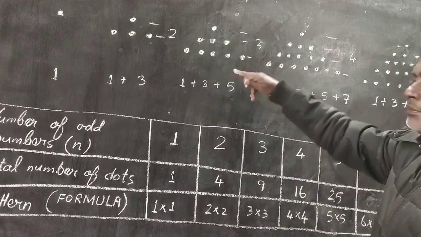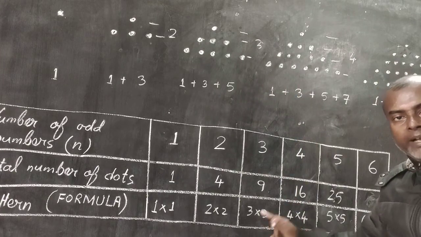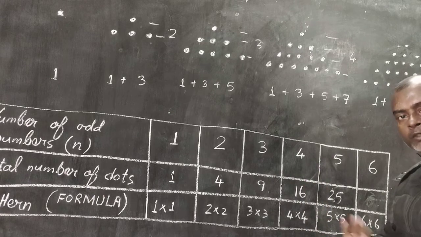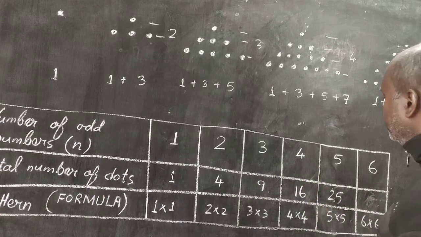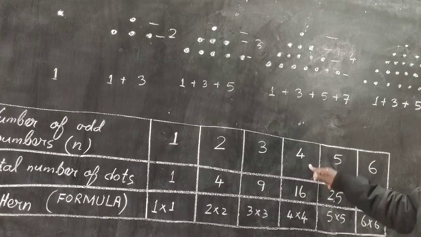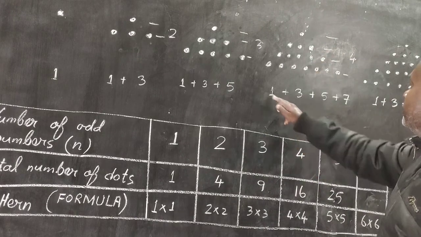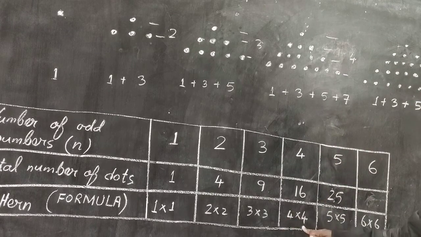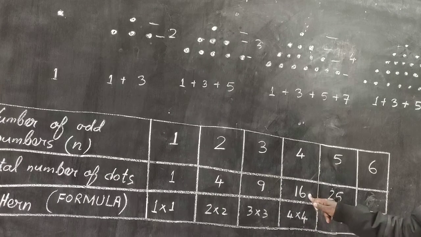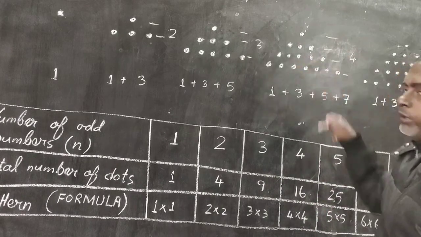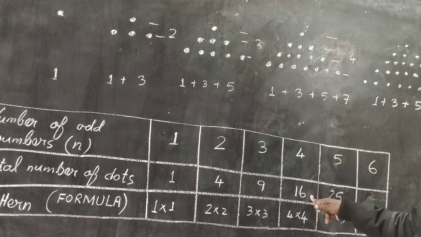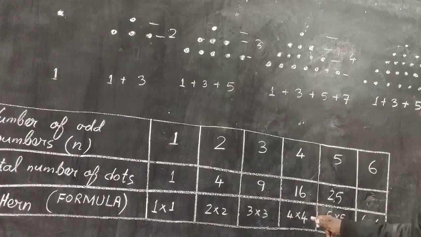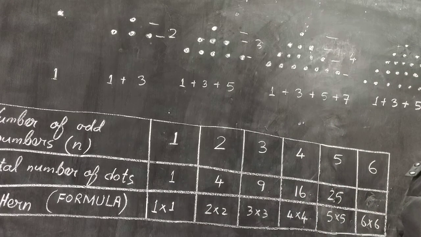See, I am not counting here. Without counting, by looking at the pattern, I am predicting how many dots will be there. No counting, just calculating. In the next case, how many odd numbers are there? 1, 2, 3, 4 odd numbers. So 4 multiplied again with itself, 4 times 4, so 16 dots will be there. See, I didn't count one by one. I am calculating how many dots, just calculating by pattern.